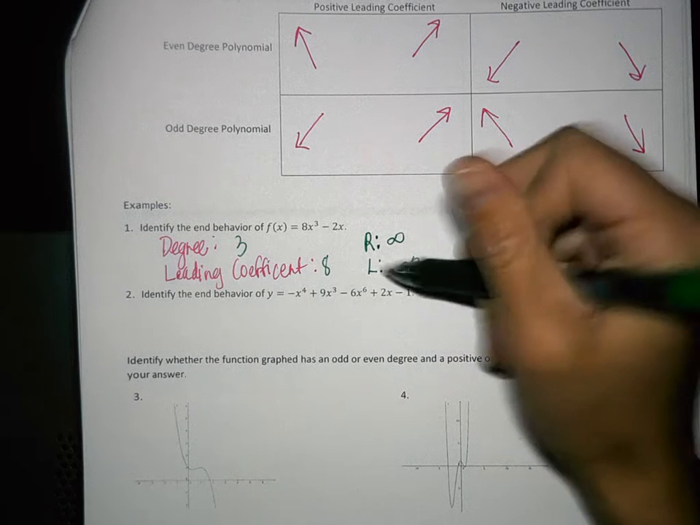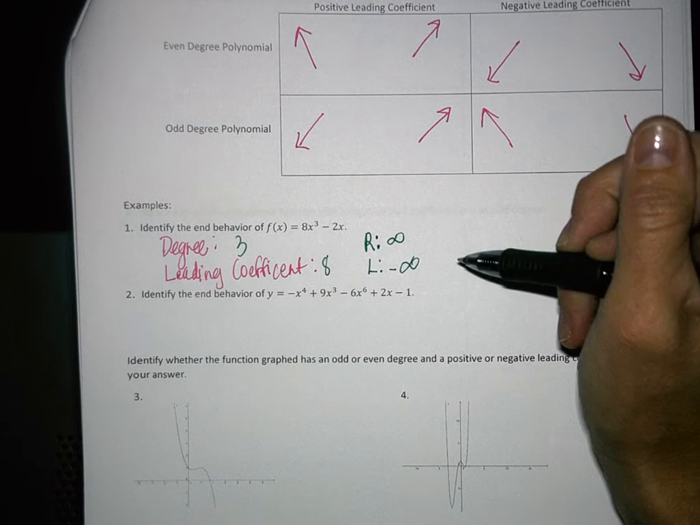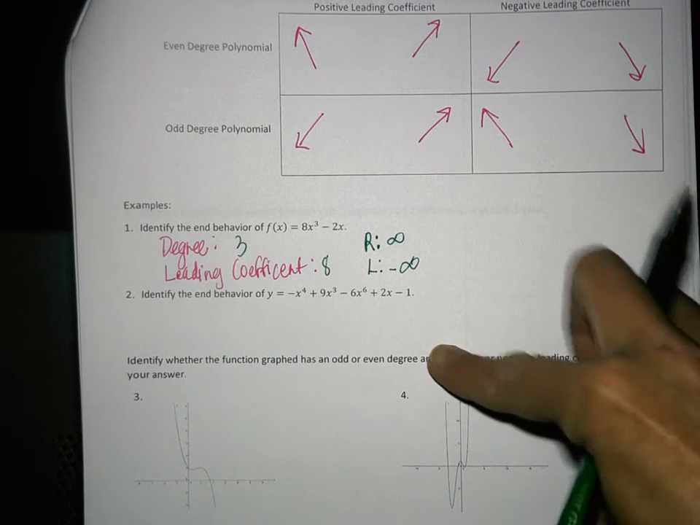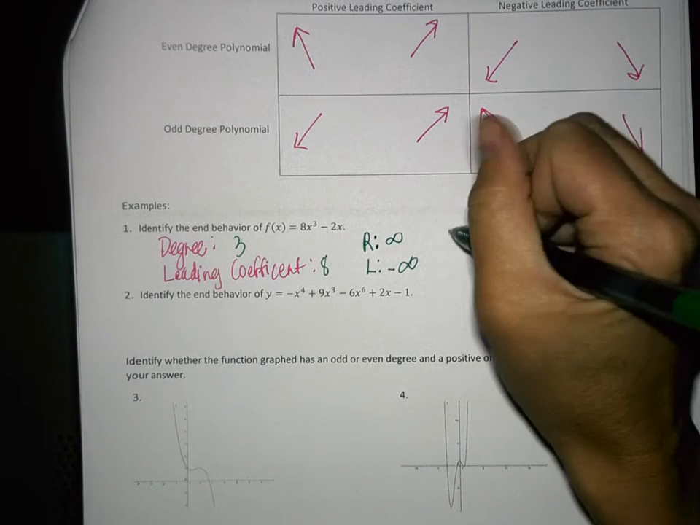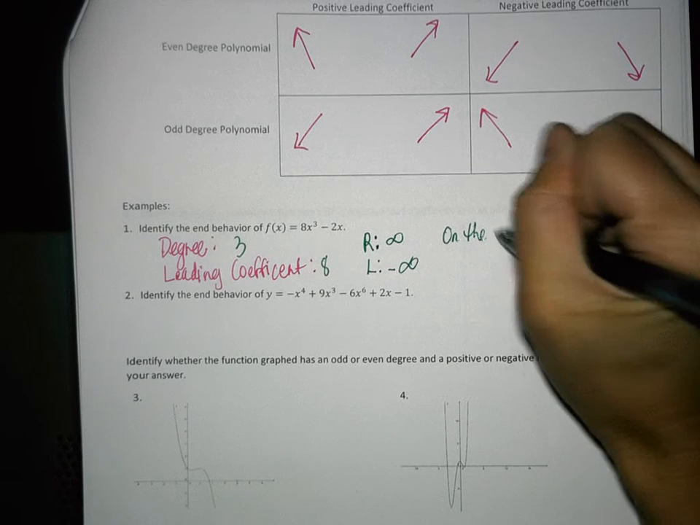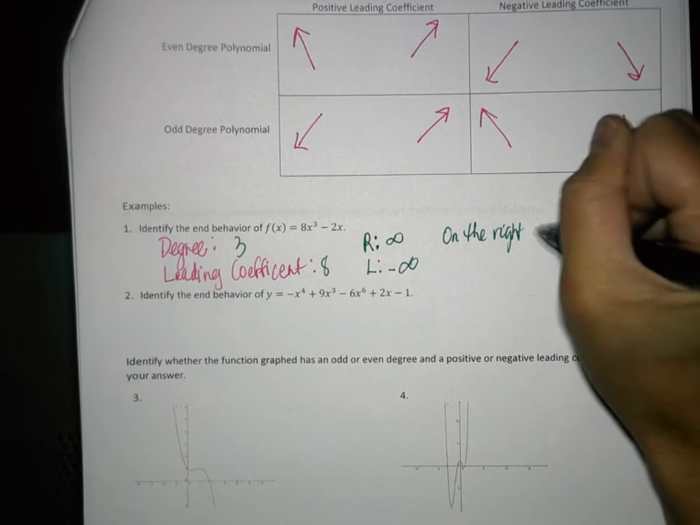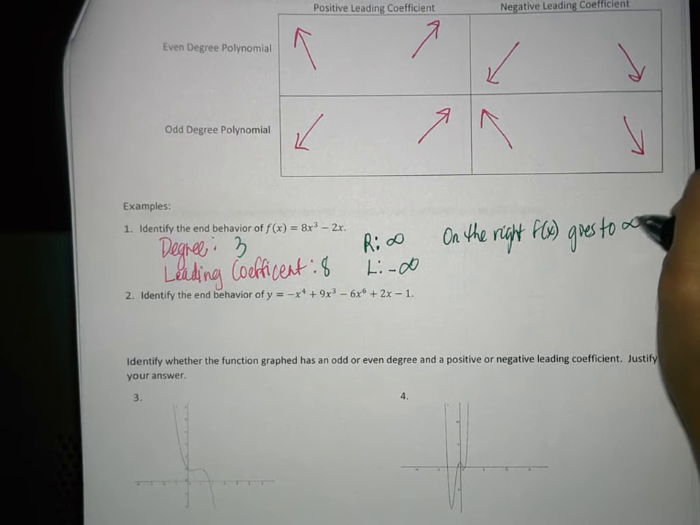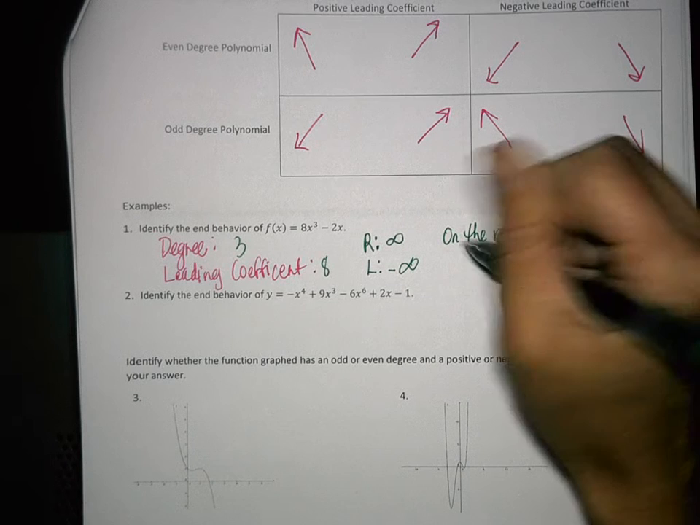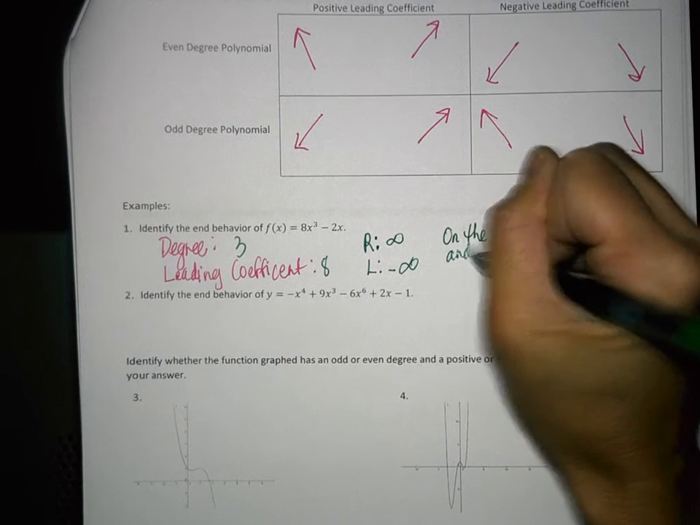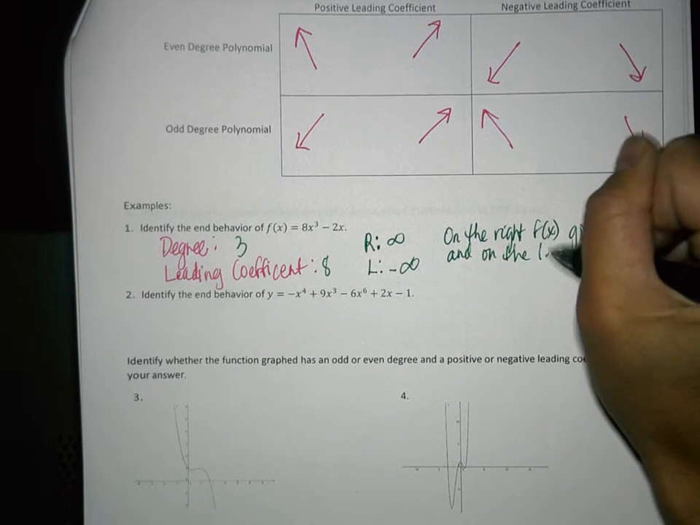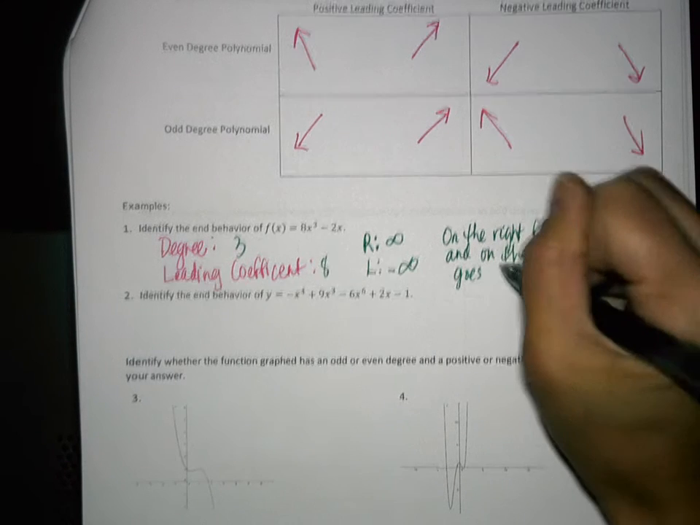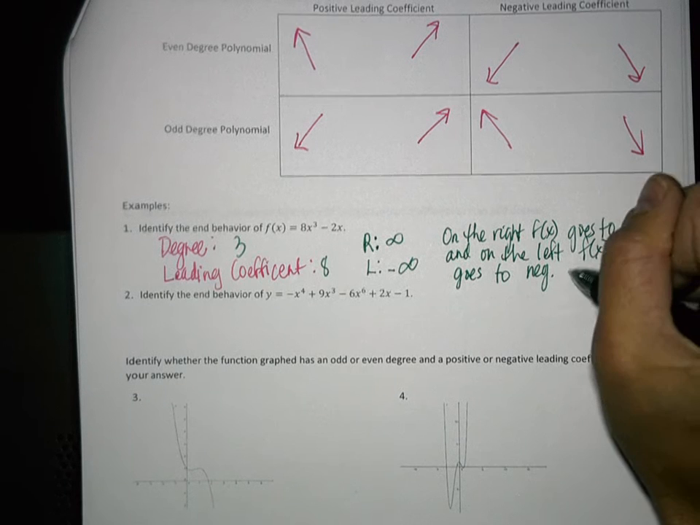Okay, and they want us to write some of these out in words. We're just going to write this one out and this one we won't, okay? So we would just say on the right, f of x goes to positive infinity, and on the left, f of x goes to negative infinity.